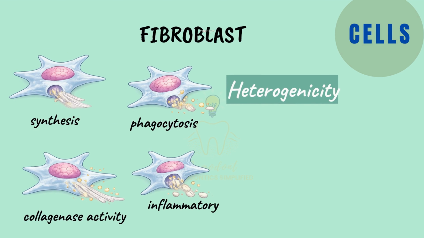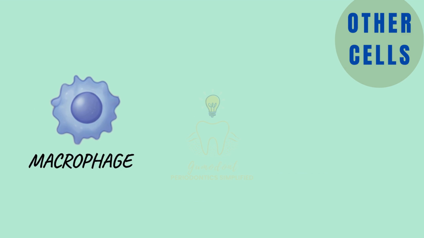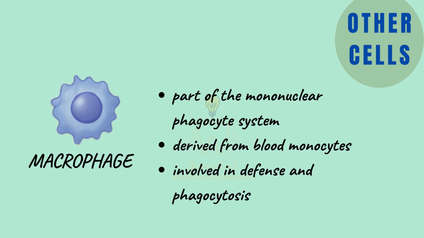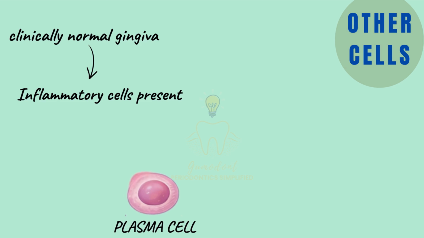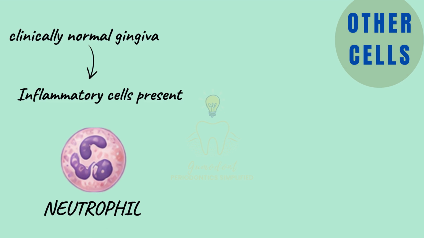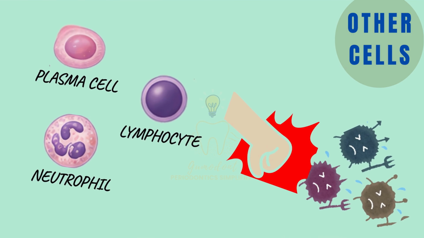Apart from fibroblasts, there are other cells present. Mast cells are commonly found in gingival connective tissue and are involved in inflammatory responses. Macrophages and histiocytes are part of the mononuclear phagocytic system. They are derived from blood monocytes and are involved in defense and phagocytosis. Now, even in clinically normal gingiva, we can still see small numbers of inflammatory cells. These are plasma cells and lymphocytes, especially near the base of the sulcus, and neutrophils present in relatively higher numbers and seen in both connective tissue and sulcus. So, this shows that even normal gingiva is in a state of constant immune surveillance.